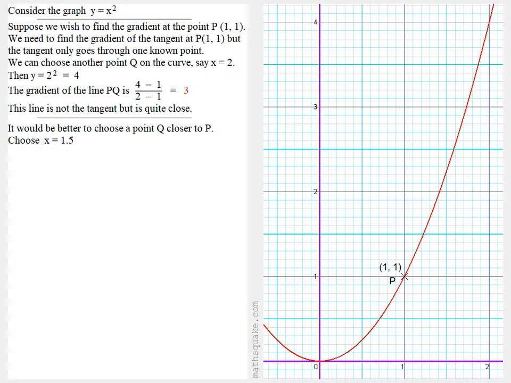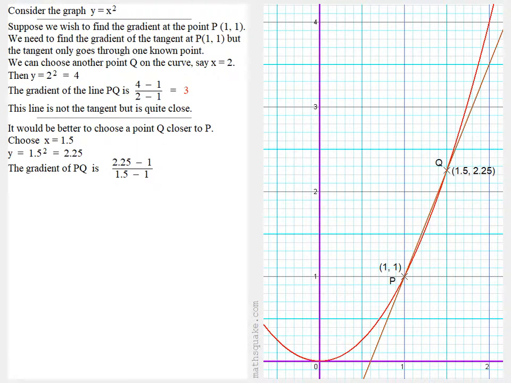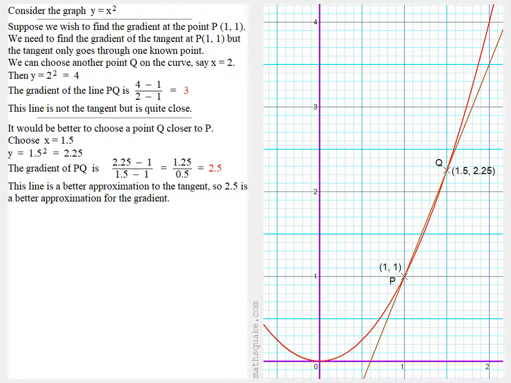So let's choose x equals 1.5. In that case, y equals x squared, so y equals 1.5 squared, which is 2.25. So the gradient of PQ is y2 minus y1 over x2 minus x1, which is 2.25 minus 1 over 1.5 minus 1, or 1.25 over 0.5, which is equal to 2.5. Now this line is a better approximation to the tangent, so 2.5 is a better approximation for the gradient.